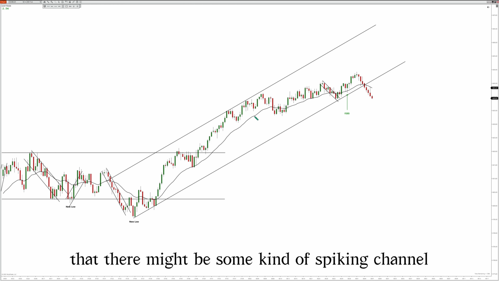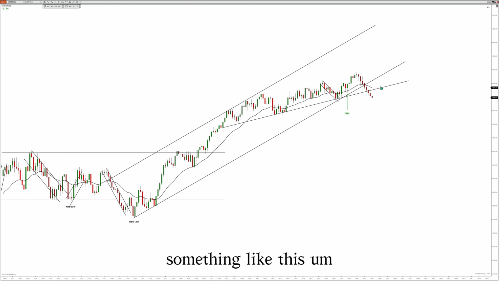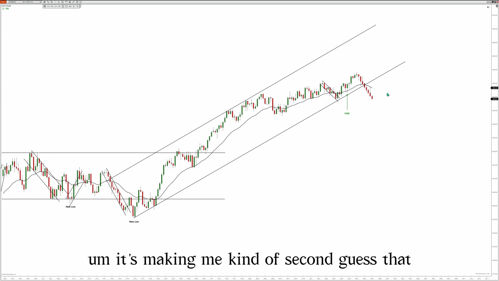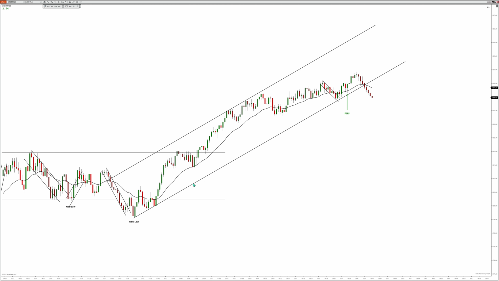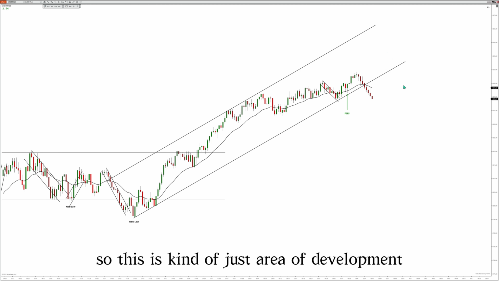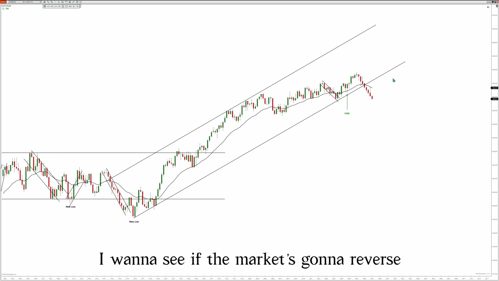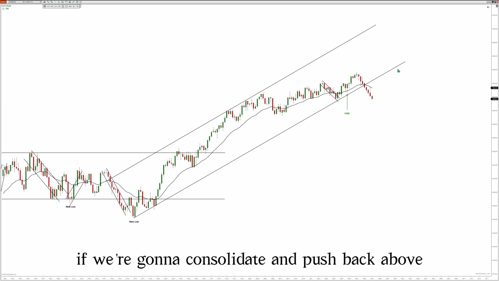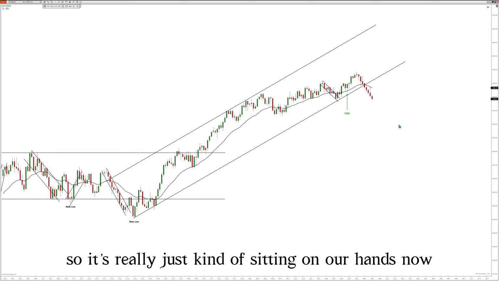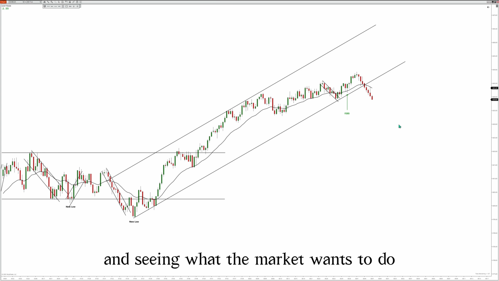I'm thinking that there might be some kind of spike in channel, something like this. But the fact that we didn't bounce here is making me kind of second guess that. If this uptrend, this wider one, is still in play, then it still needs to create new extremes. So this is kind of just an area of development. I want to see if the market's going to reverse, if we're going to consolidate and push back above EMA to attempt to test a new high. So it's really just kind of sitting on our hands now and seeing what the market wants to do.